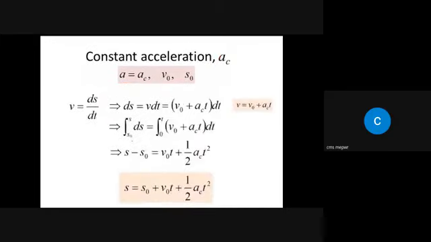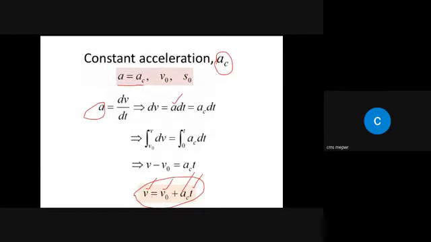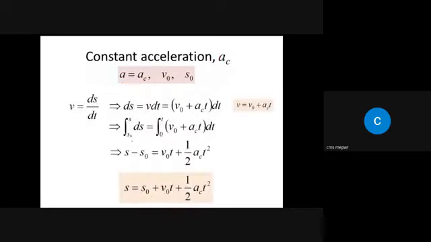Now let's look at the other one. This one was for velocity. Now we need to find one for the position also. Okay, as we know that acceleration is constant, the velocity will be V naught and the displacement will be S naught.